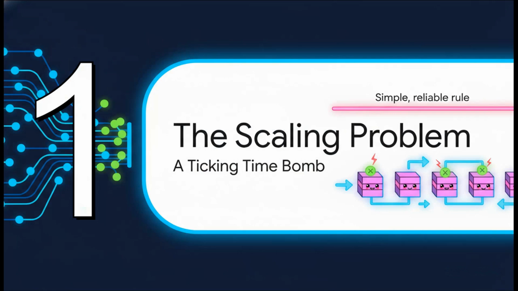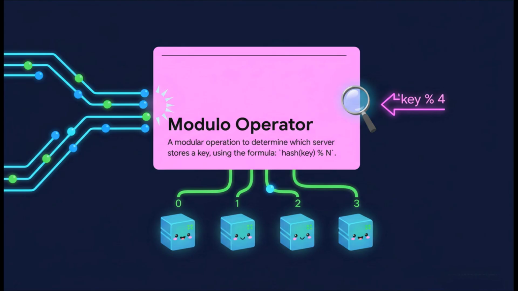So let's set the stage, right? You've got a ton of data and you've got a bunch of cache servers. The question is, how do you decide which piece of data goes on which server? You need a simple, reliable rule. And the simplest rule in the book is the good old modulo operator. You just take a hash of your data key, you divide it by the number of servers you have, and whatever the remainder is, boom, that's your server number. It's like a sorting hat for your data.